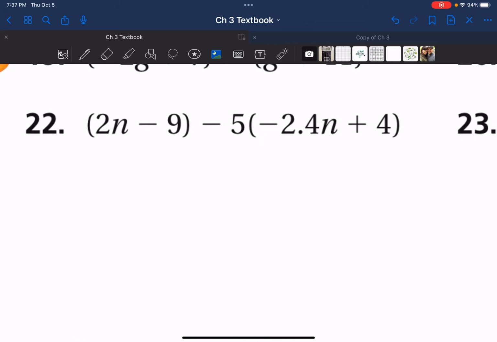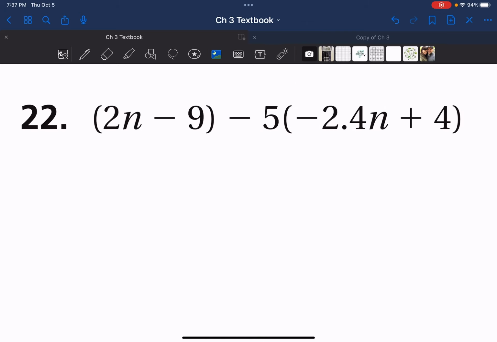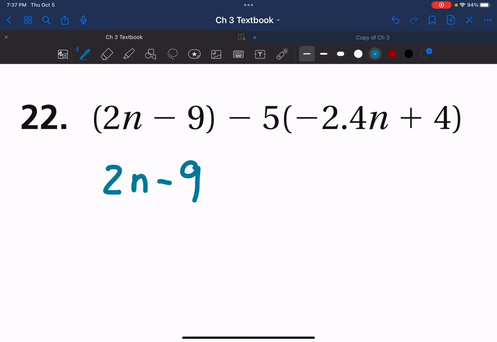Okay, let's try number 22. Pause the video, try it on your own. Only press play when you're ready to see how to do it. Really, truly try to do this on your own. Okay. Well, I'm ready to start it. I see that I will not be distributing anything on that first linear equation, so I'm just going to rewrite it. It's 2n minus 9. Now this next one I am distributing, but I'm not distributing a 5. I'm distributing a negative 5. Okay. 2 negatives make a positive.